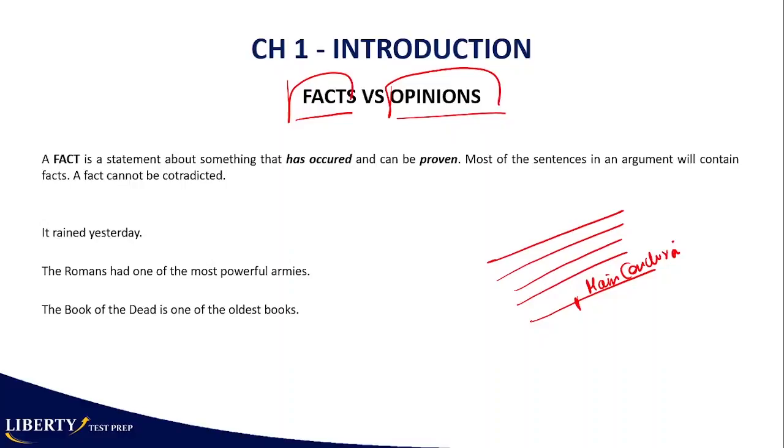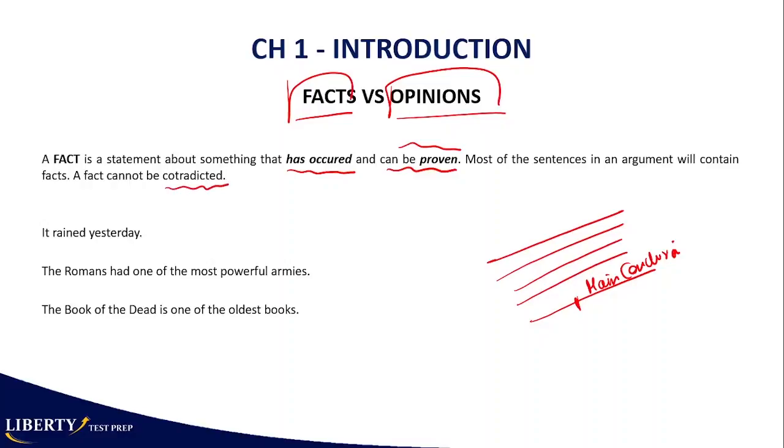Okay, so here, a fact is a statement about something that has occurred. That's an important thing. A fact is just that, a fact. Something has happened. And of course, that something can be proven. You can give evidence in order to prove a fact. Okay? Most of the sentences in the argument will contain facts. And a fact cannot be contradicted. So you cannot say that a fact didn't happen.